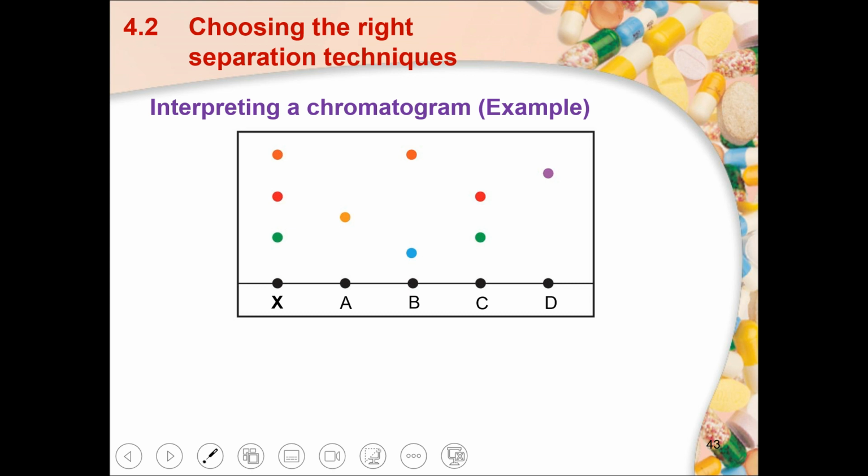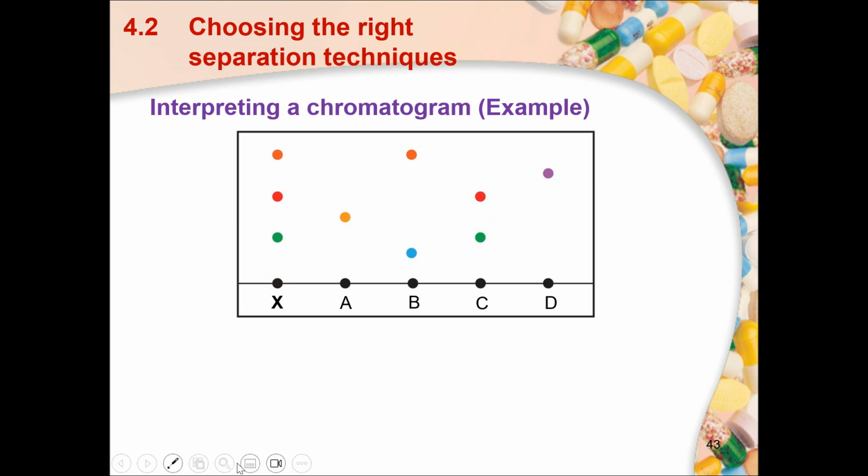We can see that all of my different food dyes actually have been moved by the solvent. So we can first look at X, and we see that X is made up of three different substances. A is made up of 1, B is made up of 2, C is made up of 2, and D is made up of only 1. So in chromatography, it's really just comparing the different dots that we see, including the color as well.